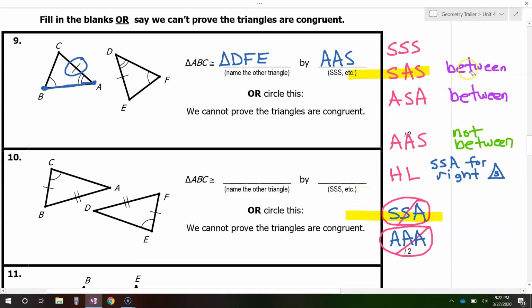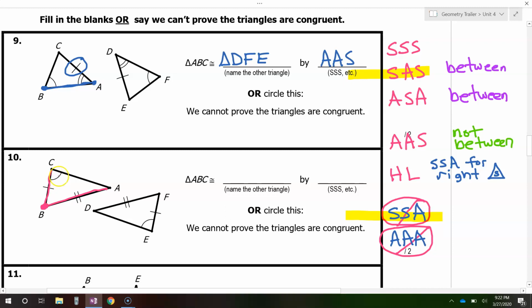So the question is between. Is the angle between the 2 sides? Well, here's what I mean by between. Here's one side that's marked congruent. Here's the other side that's marked congruent. Can you see where those 2 sides meet? They meet right here at angle B. That is not the angle that's marked.